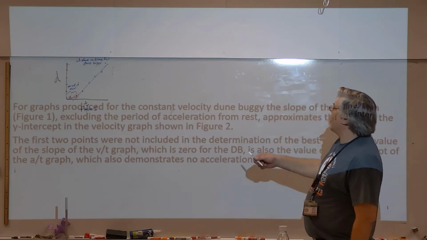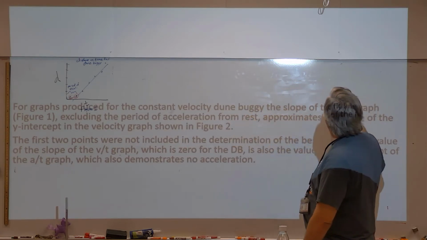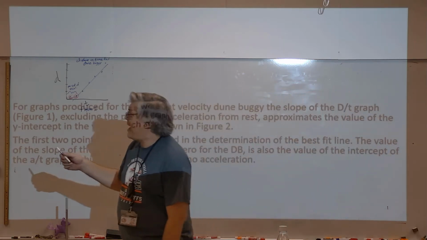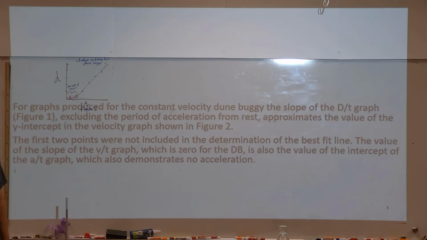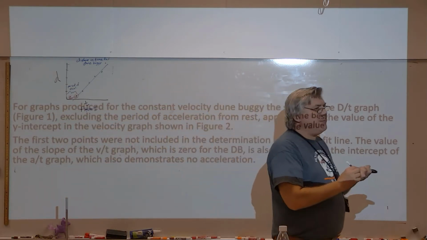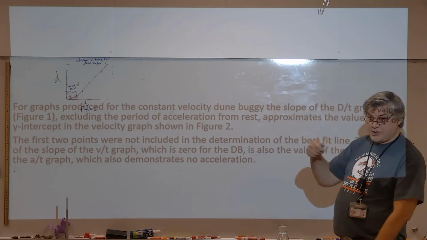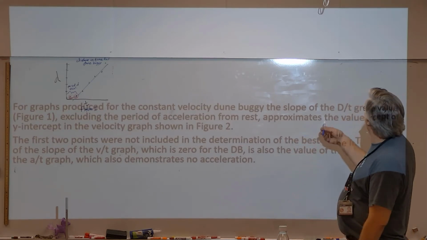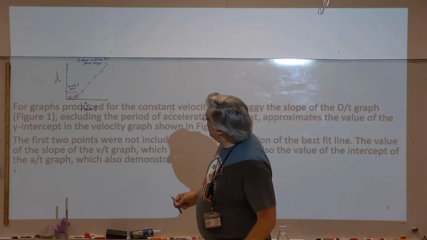Right? For graphs produced for the constant velocity dune buggy, the slope of the distance time graph, the distance versus time for the dune buggy graph, wouldn't that be long? So, figure 1, excluding the period of acceleration from rest, so I've mentioned again why I left those points out, approximates the value of the y-intercept of the velocity time graph shown in figure 2. So let's do figure 2.